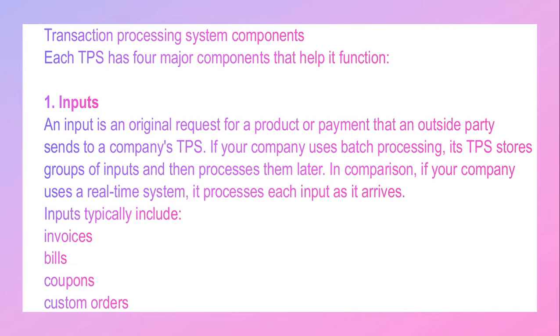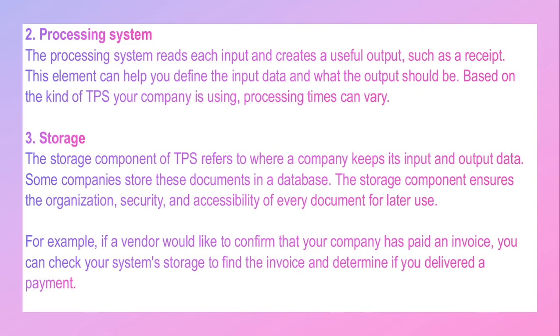Inputs typically include invoices, bills, coupons, and customer orders. Second is the processing system. The processing system reads each input and creates a useful output such as a receipt. This element can help you define the input data and what the output should be. Based on the kind of TPS your company is using, processing times can vary.